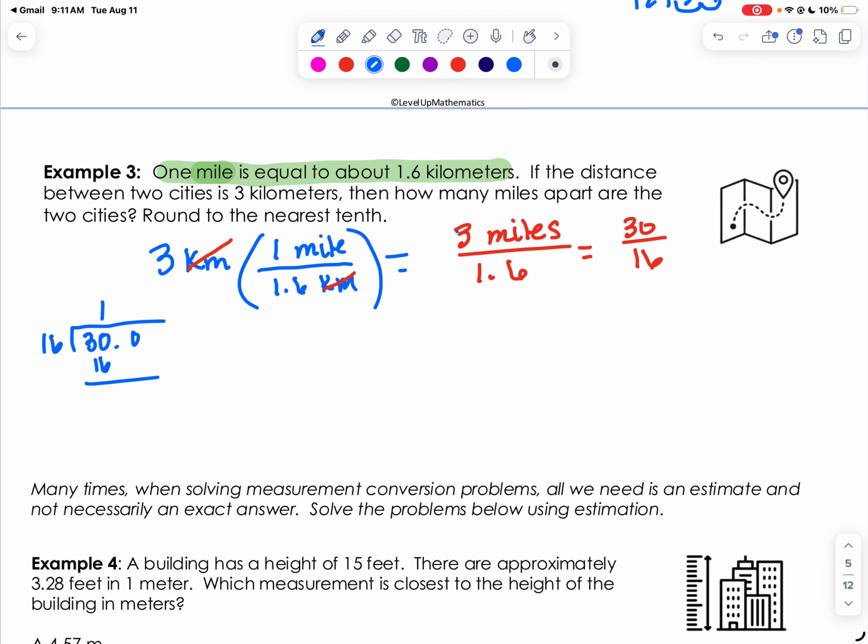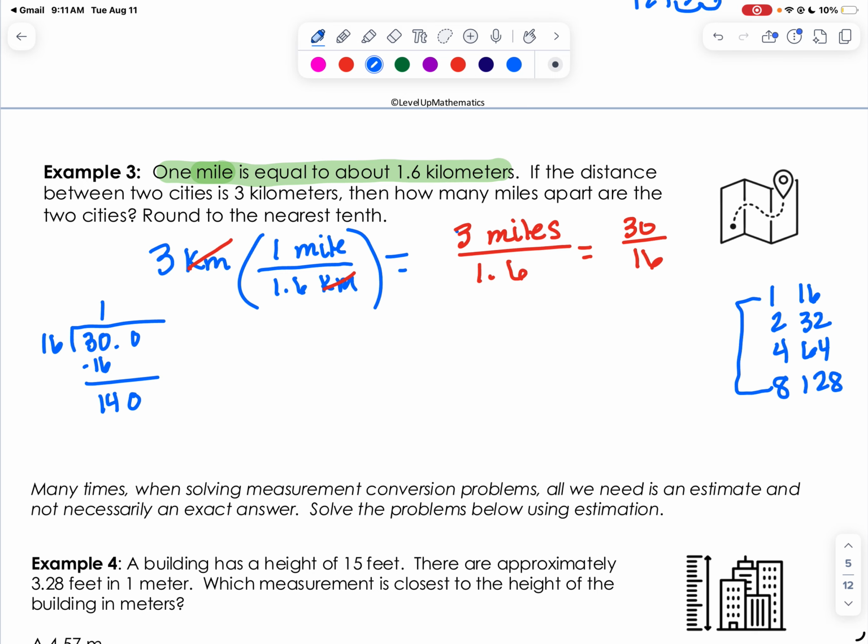So 30 minus 16 would be 14. Bring down the 0. Let's see, how many times will 16 go into 140? Let me do a ratio table here. If I double that, I get 32. If I double that, I get 64. If I double that again, that would be 128. So I couldn't double it again.